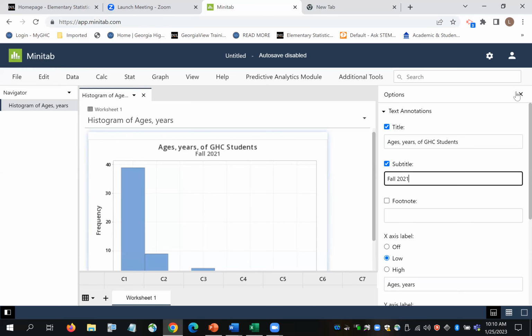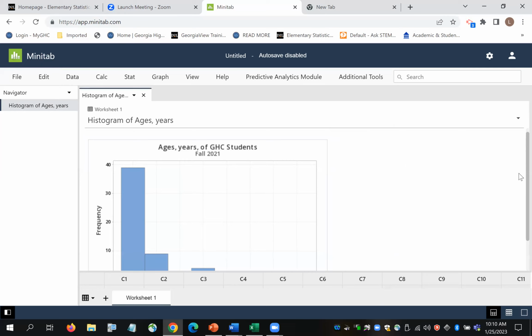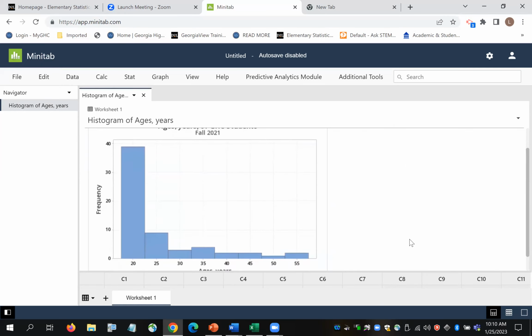Once you have it titled, okay, a couple other things I want to point out. Notice that, as I mentioned to you before, Minitab is using the midpoint. If I put my mouse on this blue bar, it tells me that that bar represents ages 17 and a half to 22 and a half. It also tells me that there are 39 values in that group.